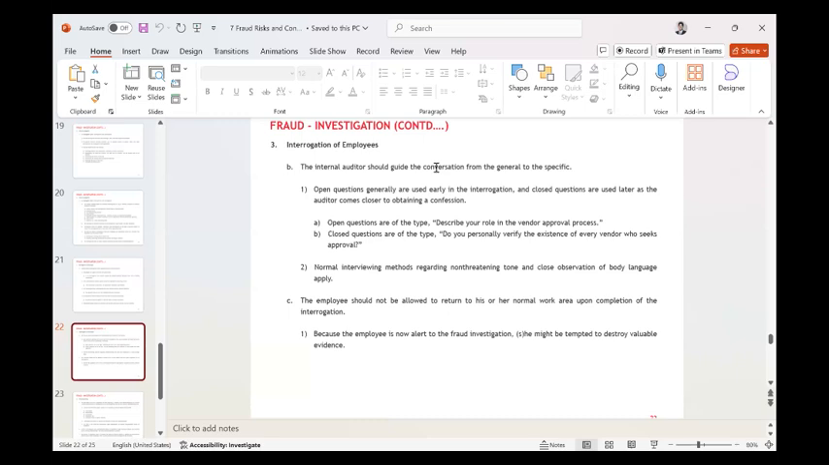You must place him on the side so that you can observe his body language. That is very, very important. The employee should not be allowed to return to his or her normal work area upon completion of the interrogation.